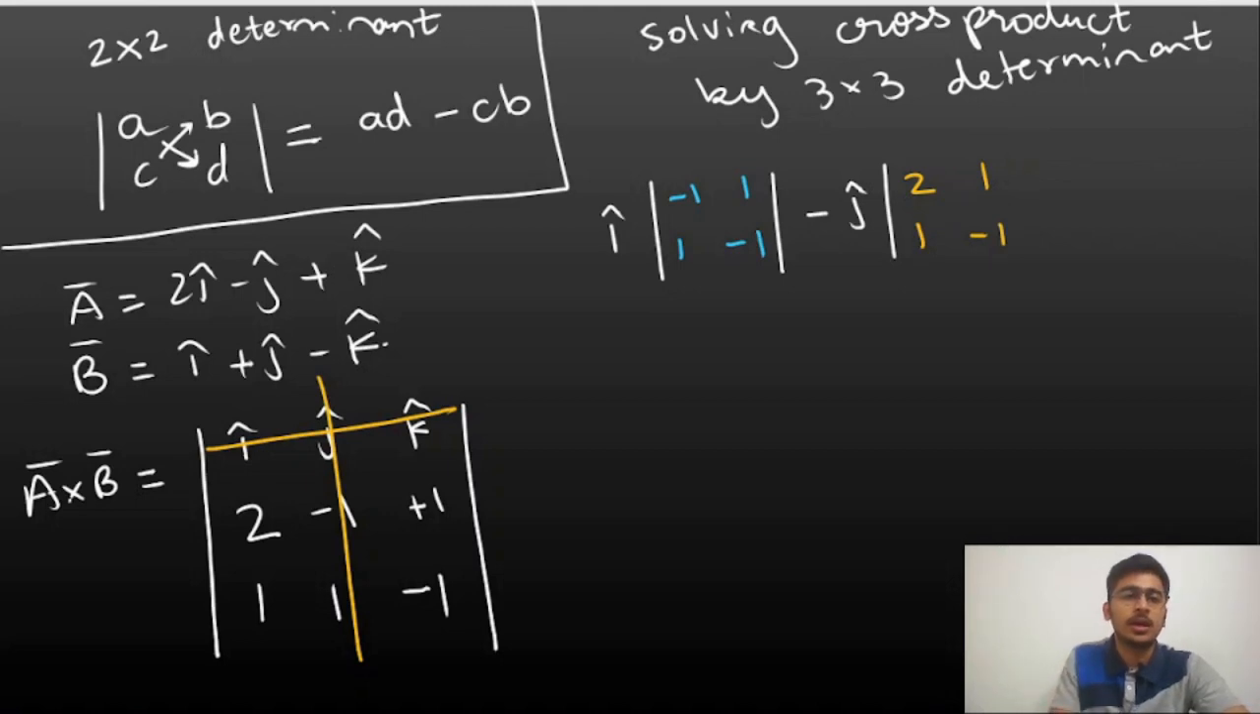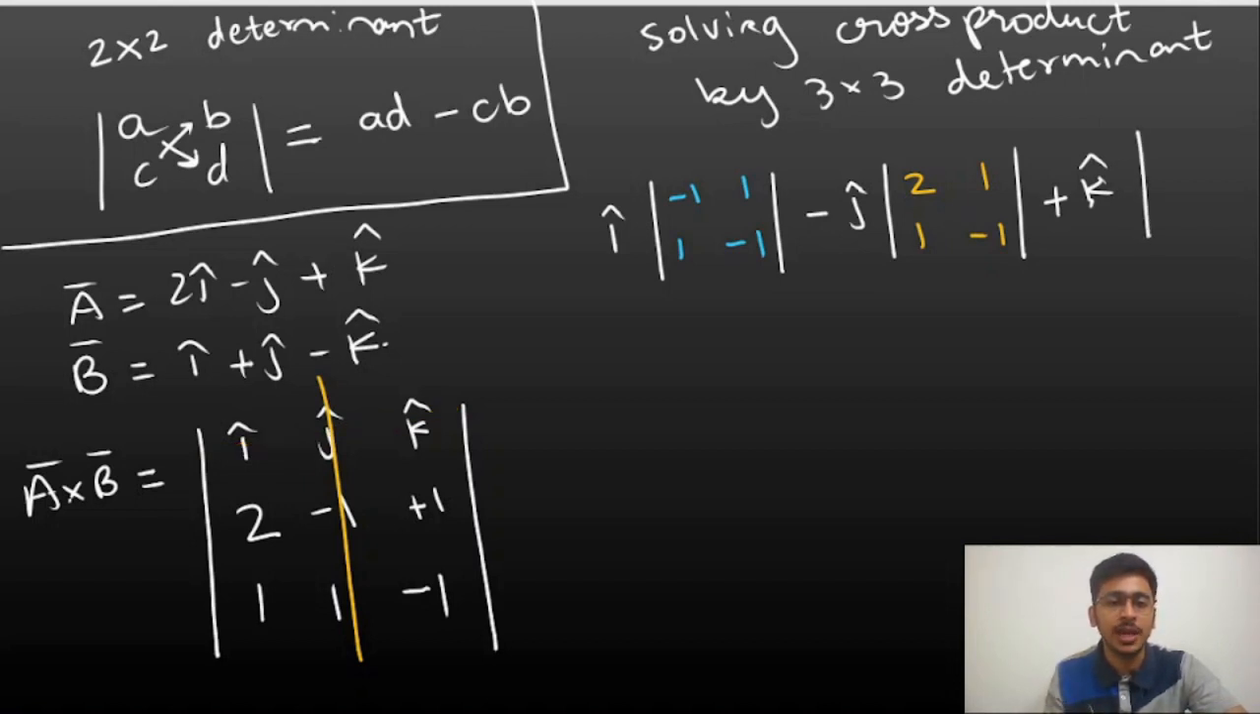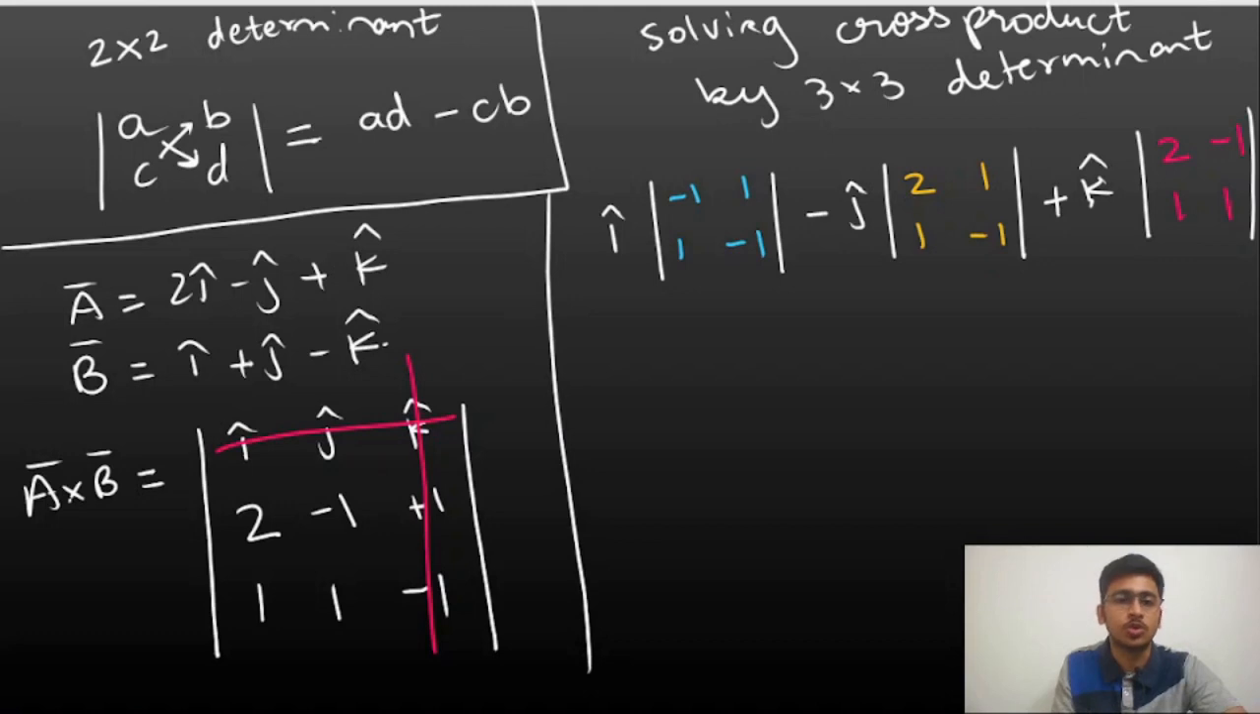Then again I'll write plus k cap. It has to be plus, minus, plus. After plus k cap, you hide k cap's row and k cap's column. Then what do I have? I have 2, minus 1, 1, 1. And then simply you just have to solve this. How do we solve this? I've already shown you, this is the 2 by 2 determinant.